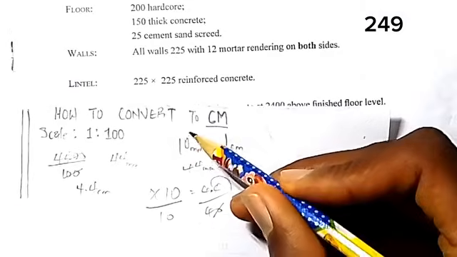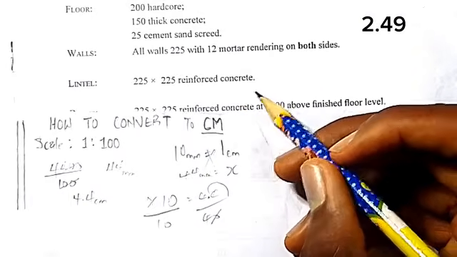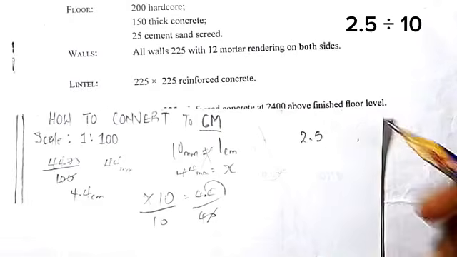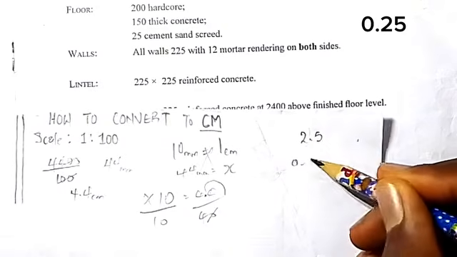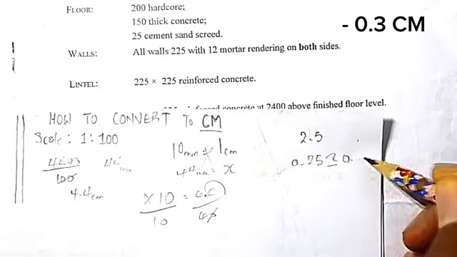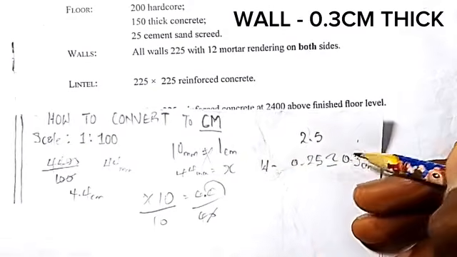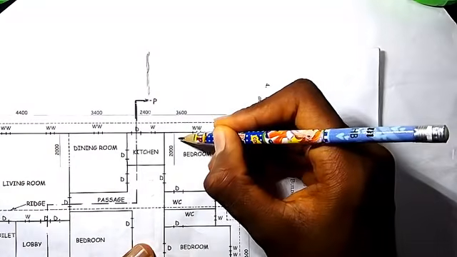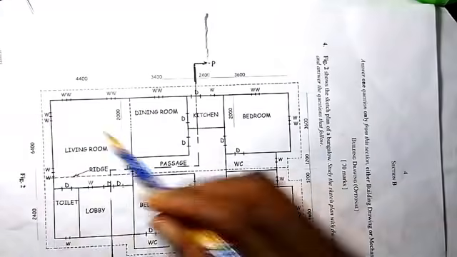So we use our scale to divide, which is divided by 100, giving us 2.49, approximately 2.5. So the 2.5 would then be divided by 10 to convert to centimeters, which is 0.25, approximately 0.3 centimeter, which is the walls. So the wall is 0.3 cm. That is the width of the wall. So in our sketch plan here, the width of this wall is 0.3 cm. So we've gotten the width of the wall. So for now, let's start with the walls.